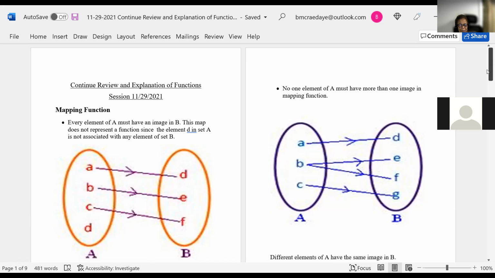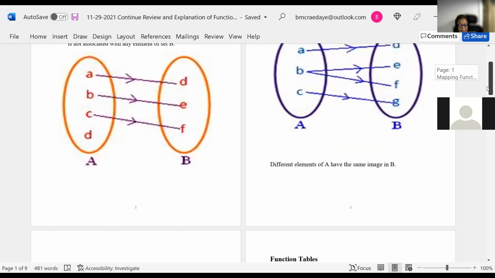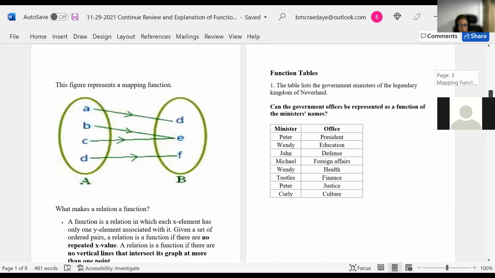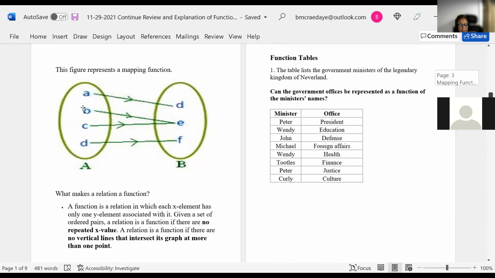Now, let's look at, okay. Now, let's see, I think my next one is, okay. Now, does this represent a function?